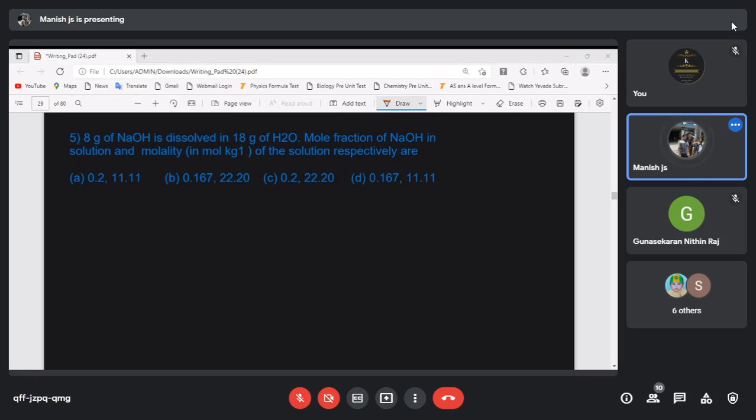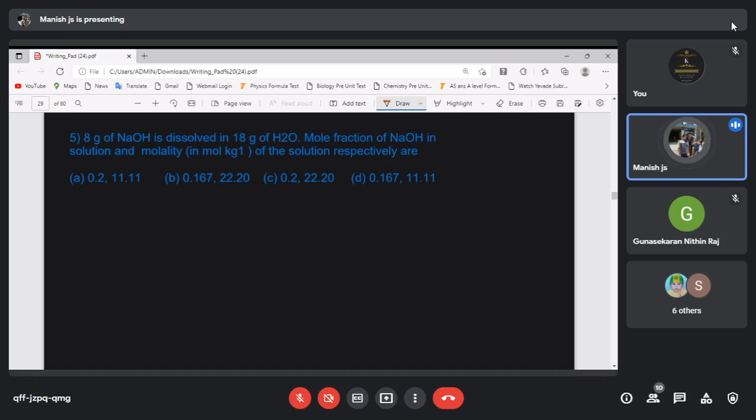Do that question. Fine. So try this. So what is the value which is given? So given data. They have given you 8 grams of sodium hydroxide. Mass is given as 8 grams, and it is dissolved in 18 grams of water. So the mass of the solvent is 18 grams. So they have given. Okay.